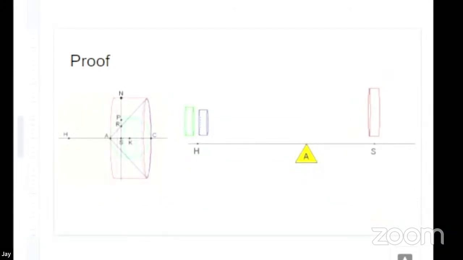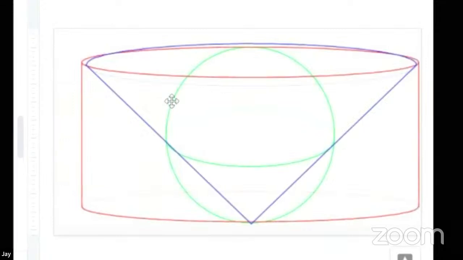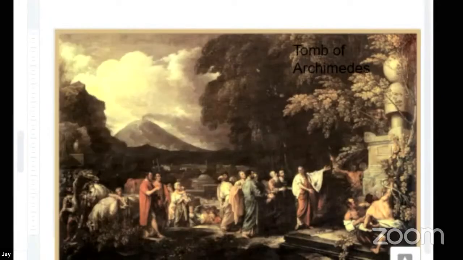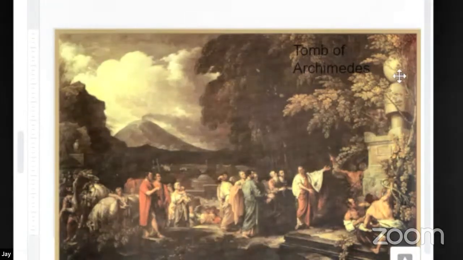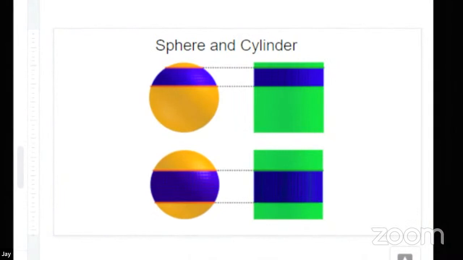He derived it with the use of the lever principle and the observation that the volume of the sphere is just the cylinder minus the cone. With this observation, he derived the volume of a sphere. And this is a picture of his tomb, where you can see the sphere, cone and cylinder. And I can keep on talking about this beautiful mathematics which is there in our fruits.